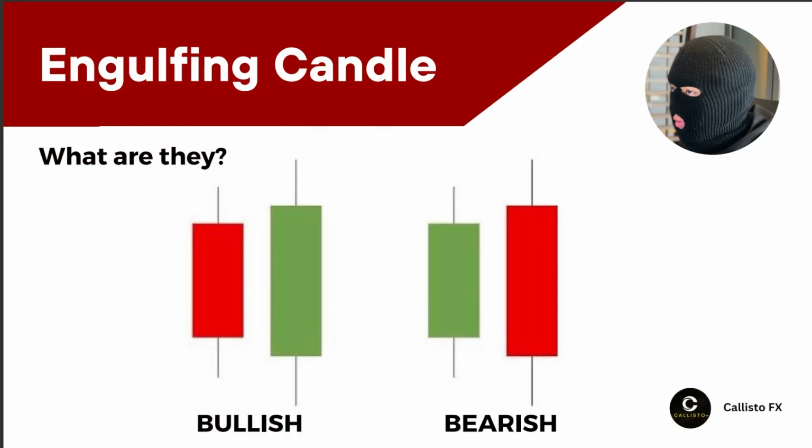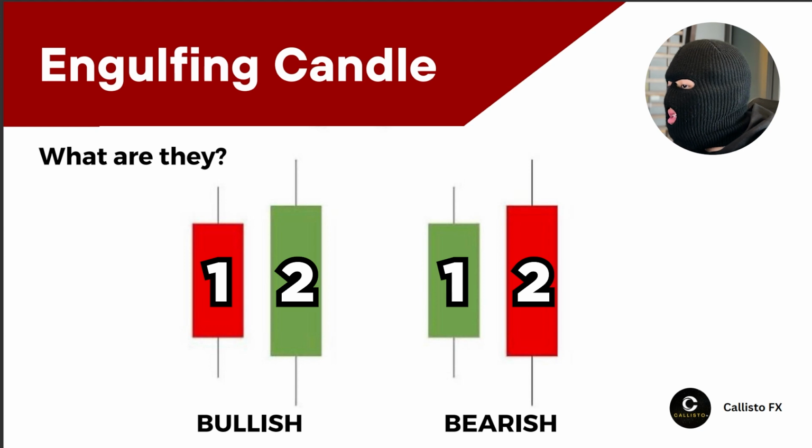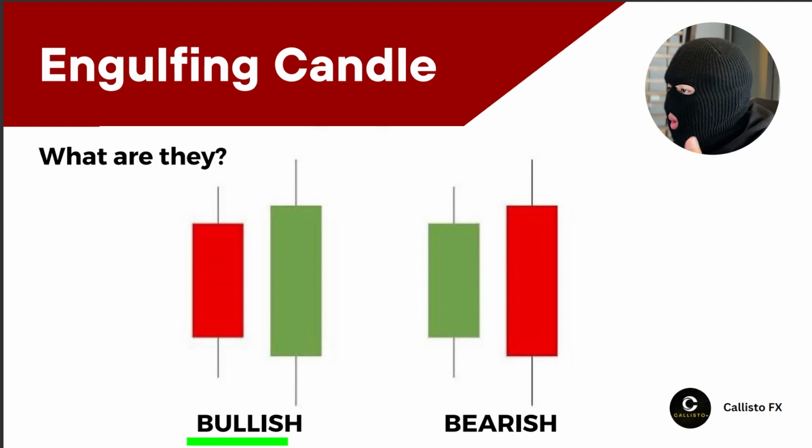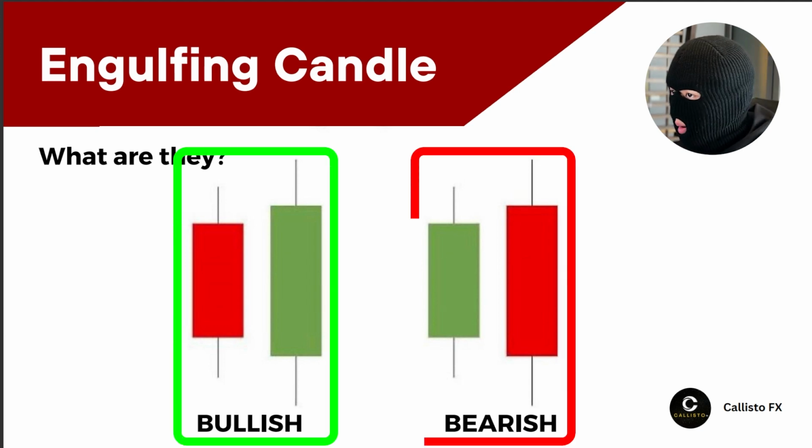Now, let's move on to the double candlestick patterns. First, we have the engulfing candles. What are they? It's simply made out of two candles, with the second candle being larger than the first candle. Now, there are two specific types of engulfing candle. Number one, the bullish engulfing candle, and number two, the bearish engulfing candle.